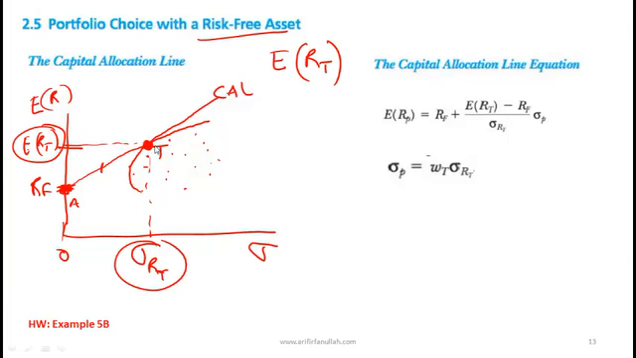Now how can we derive the equation for the CAL? The simple thing to do is, do you recall from class 9 the form y is equal to mx plus c? What is the y? It's the expected return of a portfolio. What is the c?